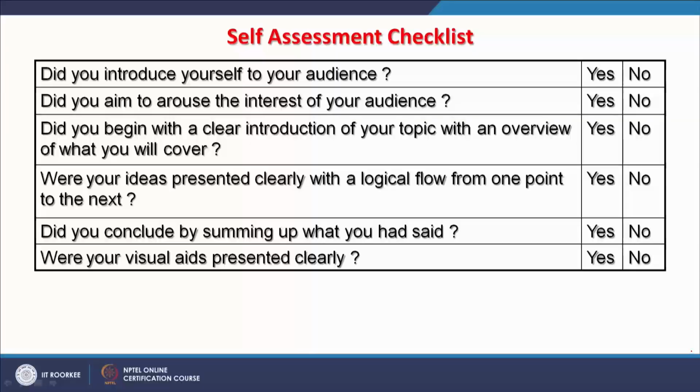Were your ideas presented clearly with a logical flow from one point to the next? One can also ask whether the point which I was trying to convey, I was able to do it or not. Did I conclude by summing up what I wanted to communicate?